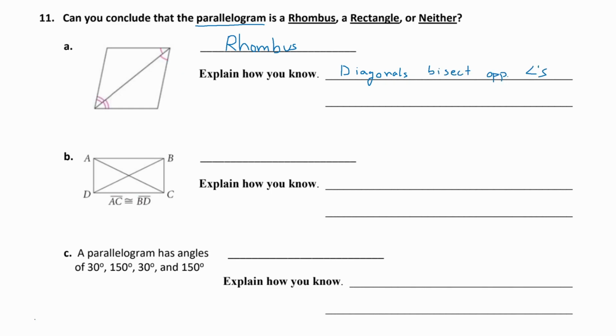And the reason that we know that is that the diagonal is bisecting the opposite angles. For part B, it states that AC is congruent to BD. And since we know it's a parallelogram, this only happens if I have a rectangle. And we would say this: the diagonals are congruent.